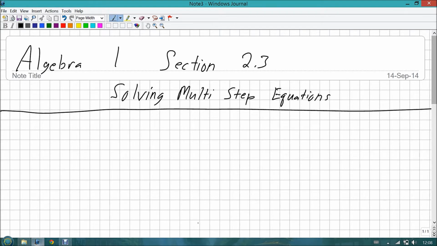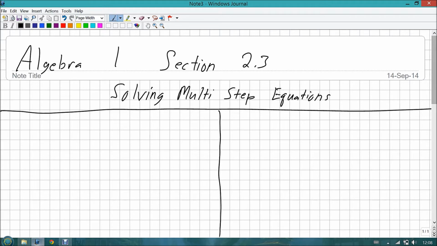Today we're going to be going over section 2.3, which is solving multi-step equations. In the previous two sections, we went over how to solve using addition and how to solve using multiplication, and now we are going to take both of them, put them together, and call it a multi-step equation. Now we already know what it means to solve, and we already know our definitions.